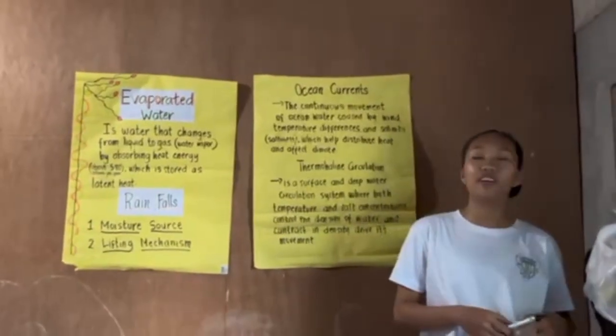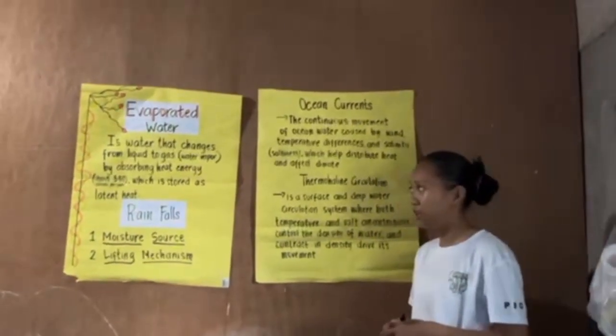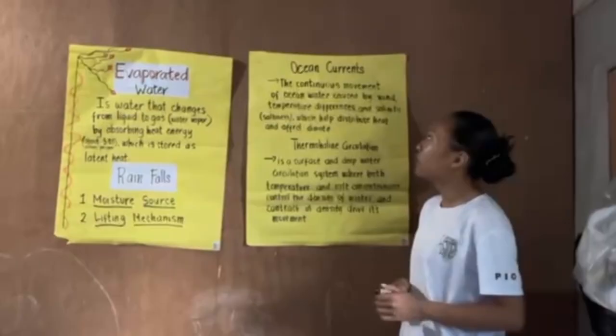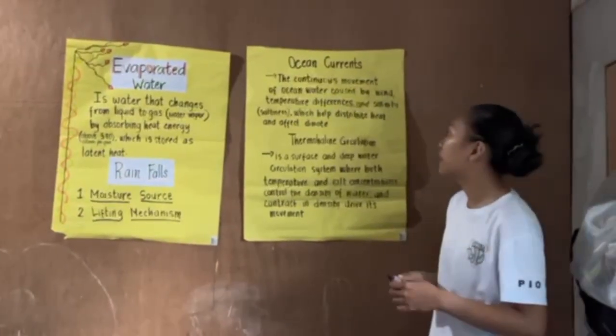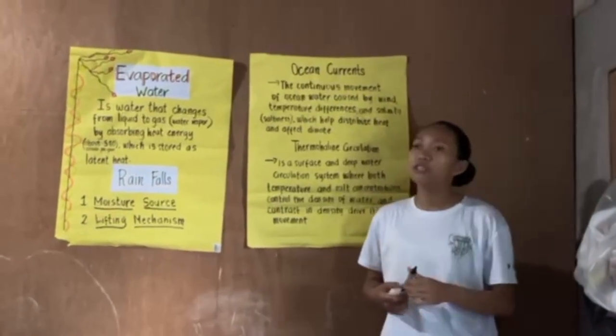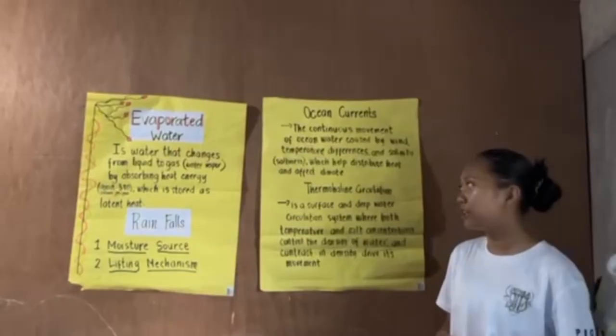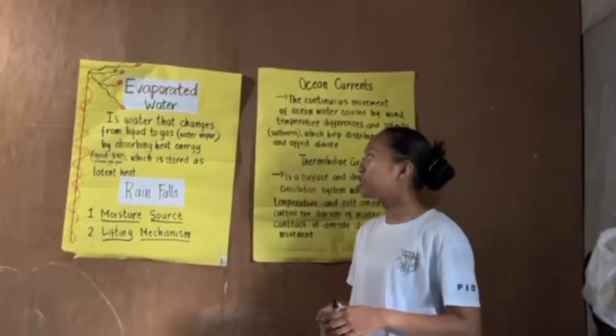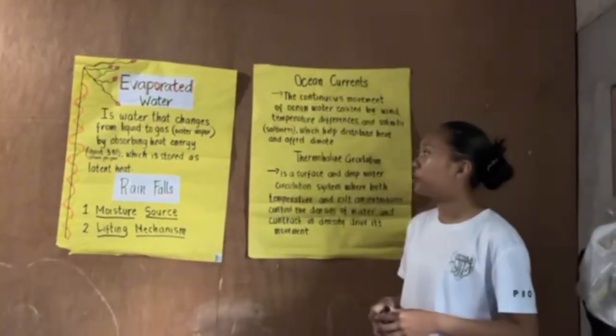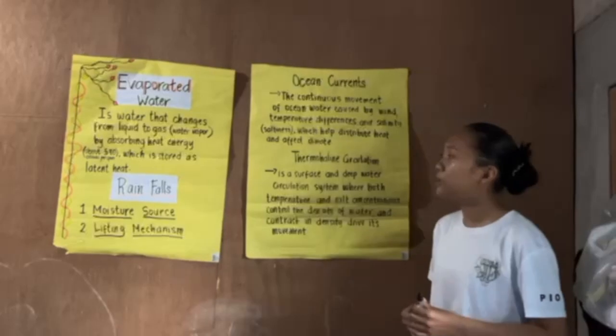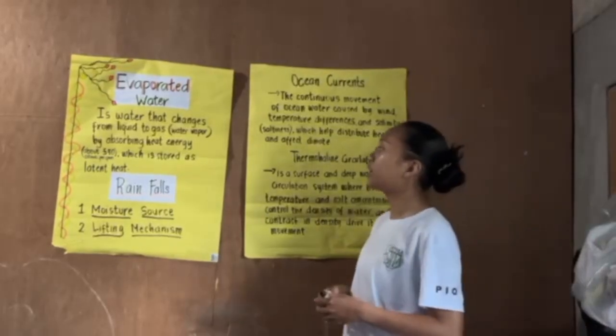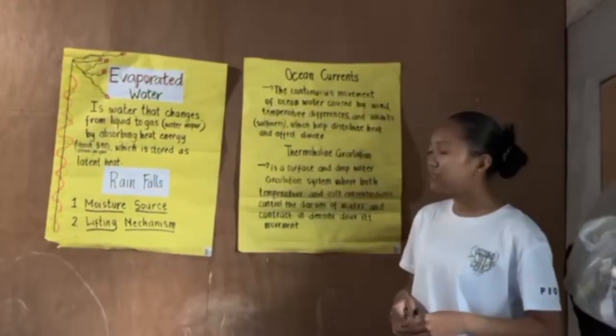So in this video, I am going to discuss evaporated water, rainfall, ocean currents, and thermohaline circulation. So first, we have evaporated water. It's water that changes from liquid to gas, or water vapor, by absorbing heat energy, about 580 calories per gram, which is stored as latent heat.